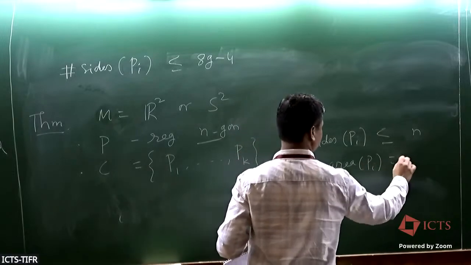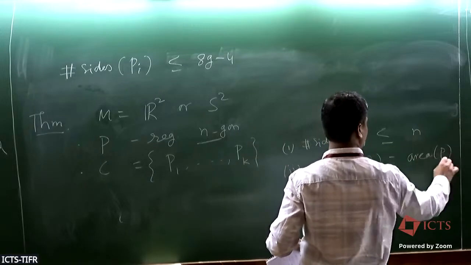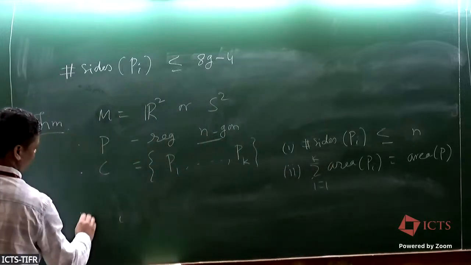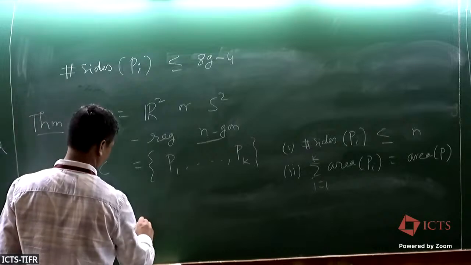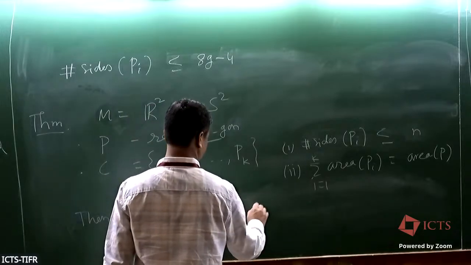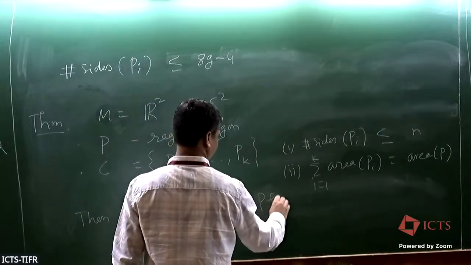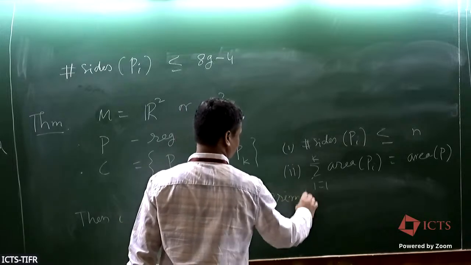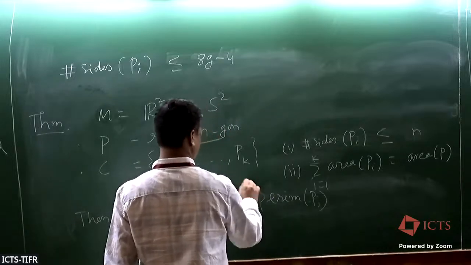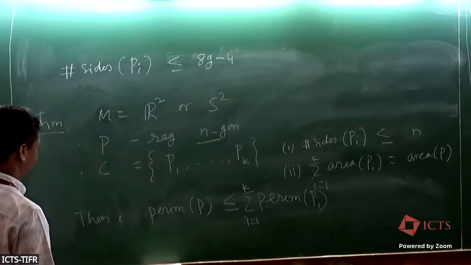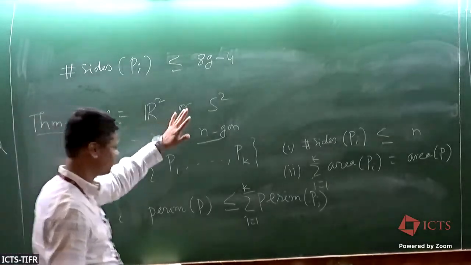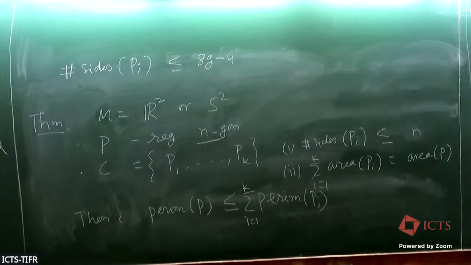is equal to the area of P, summation over i equal to 1 to k. Then the perimeter of P is less than or equal to the sum of the perimeters of the polygons Pi, summation over i equal to 1 to k. So for any configuration, it is true in Euclidean and spherical geometry. The proof is very easy.